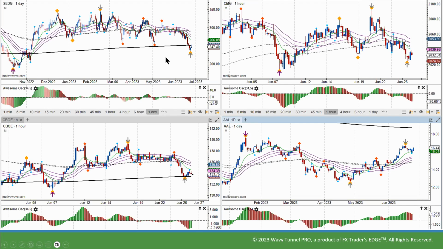Now you can certainly wait and look at a smaller time frame and see, wait for your 1, 2, 3 reversal. You don't have to just enter blindly here.